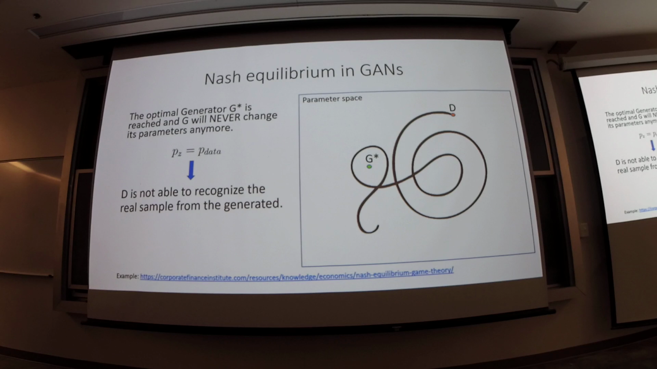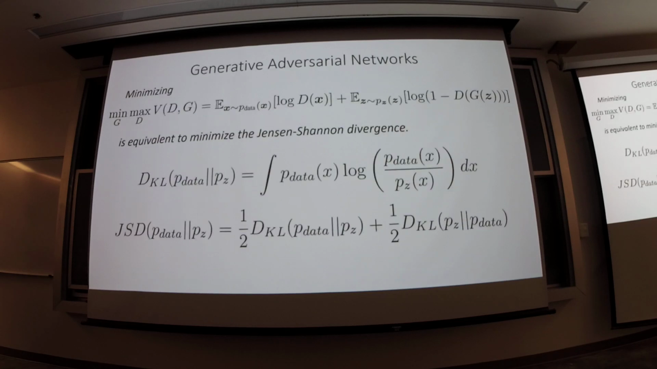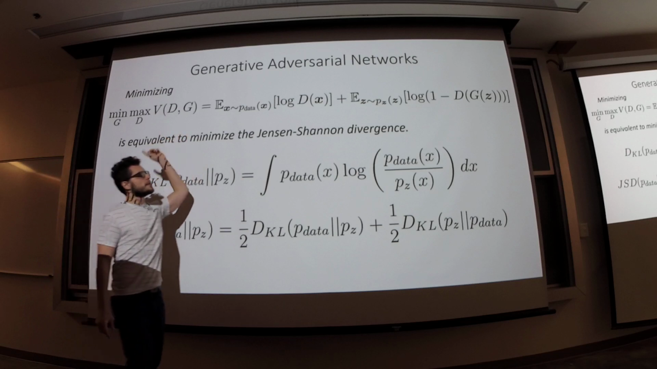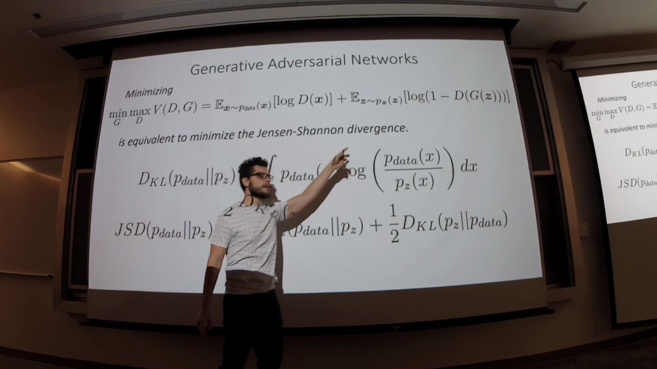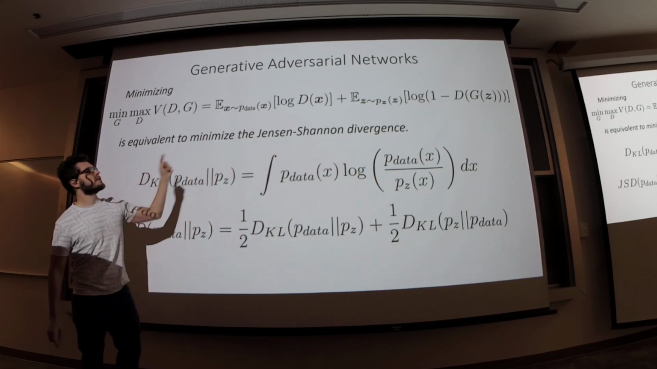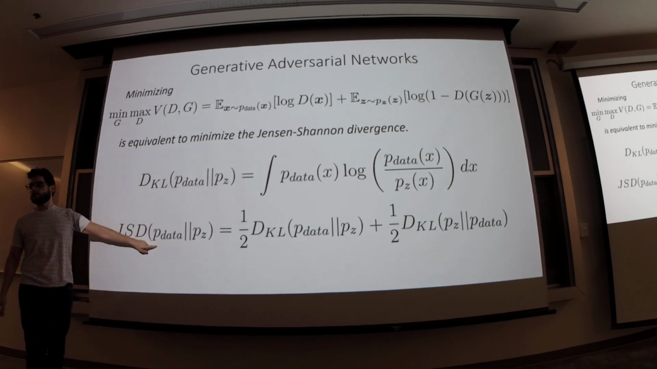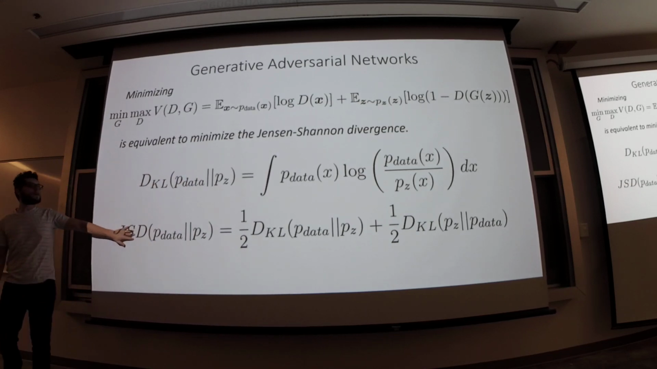So, yes. This is what I was saying, right? The discriminator simply guesses. Nothing more. Let's talk a little bit more about this objective function, right? So, if we minimize this objective function, mathematically it is like minimizing the Jensen-Shannon divergence, this one, right?